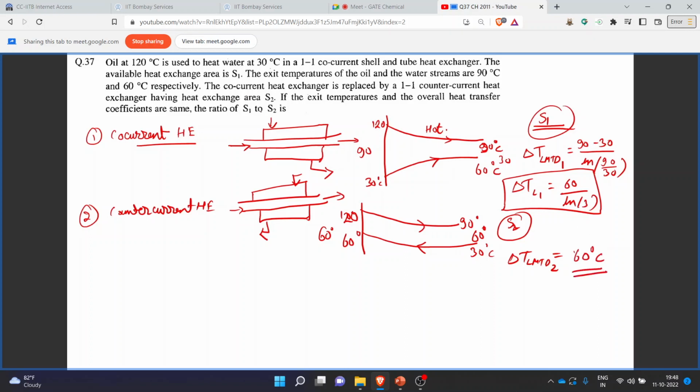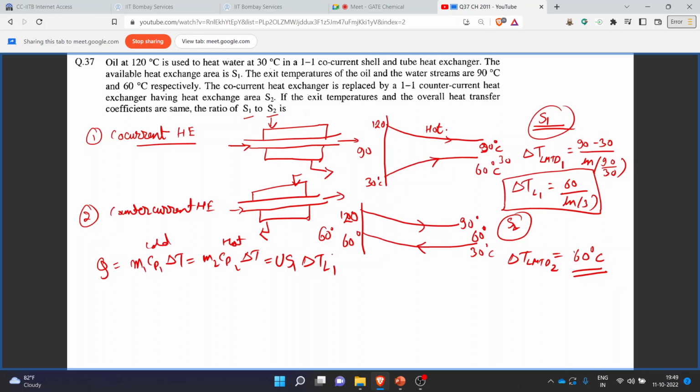Now we have to find the correlation between heat exchange areas S1 and S2. For any of these heat exchangers we can write Q as M1 Cp1 delta T for the cold fluid, and similarly for the hot fluid it will become M2 Cp2 delta T, and this will be equal to U into area. Let's just consider it for the counter current heat exchanger, so the area was S1, and delta T LMTD, that is delta T L1.